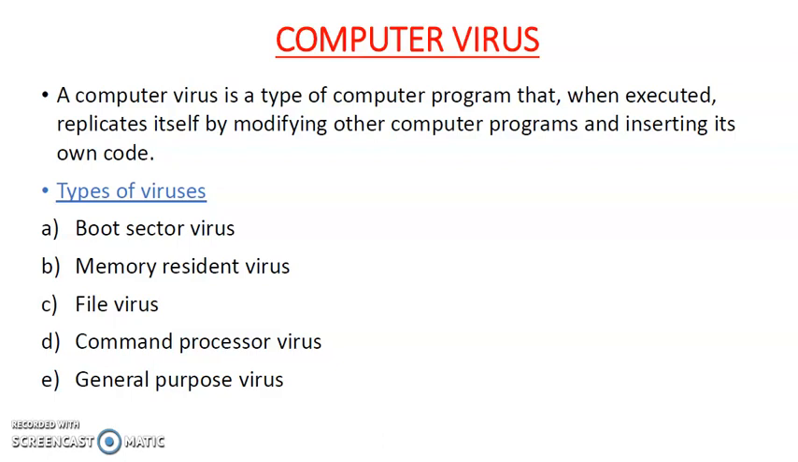Then the command processor virus. It blocks the antivirus program. What is the job of the command processor virus? It blocks the antivirus program and does not let you run it. It generates a random executable file, that is an exe file, so the antivirus program cannot detect it.